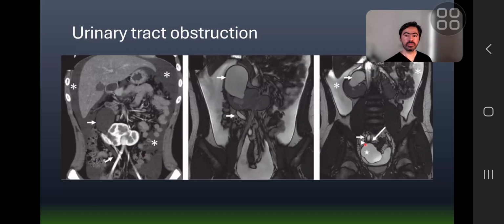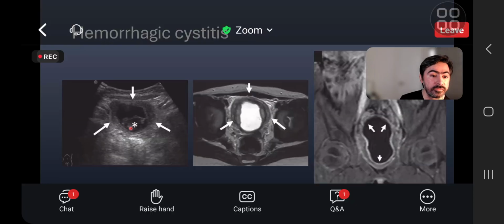Hemorrhagic cystitis caused by cyclophosphamide in a 2-year-old with germ cell tumor. The first sonographic image is showing a filling defect within the urinary bladder, and you can observe that there is extensive thickening of the urinary bladder. On the second axial image of the MR, you can see that there is irregular thickening of the urinary bladder and perivesicular edema. And on the third post-contrast image, you can see that there is enhancement of the wall of the urinary bladder, and again you can appreciate the thickening of the urinary bladder.